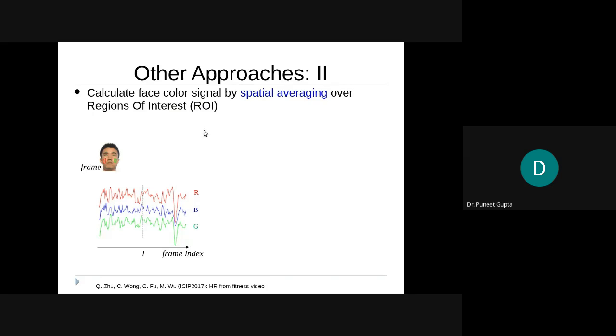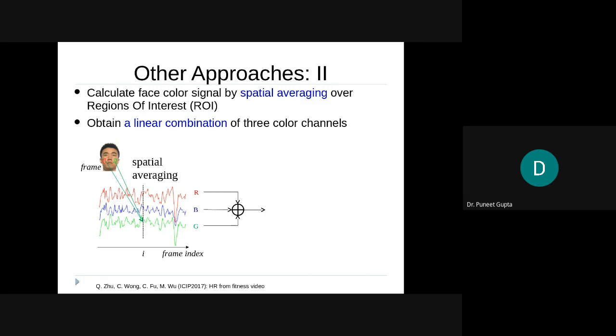So the first thing was that the ROI was not that good. There is this paper in 2017 where they have shown that this kind of heart rate measurement can be used for fitness videos. The authors used ROI detection and only considered the cheek regions. Everything else looks pretty much the same. They find the R trace, G trace and B trace, just like in the previous approach. Then rather than applying ICA, they simply linearly combine them as an average and get the pre-processed PPG signal.